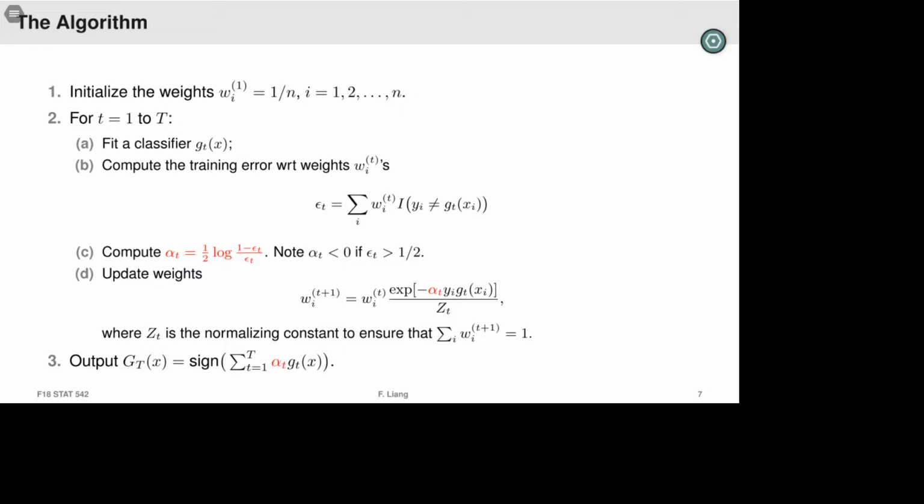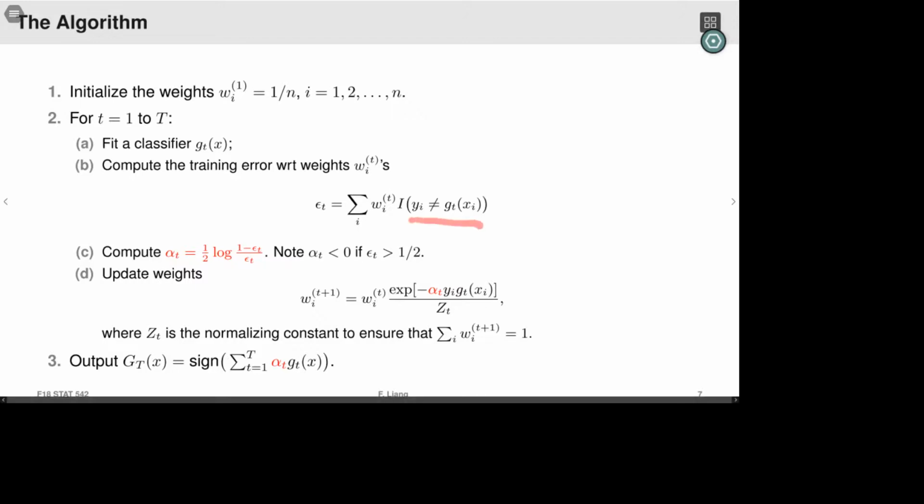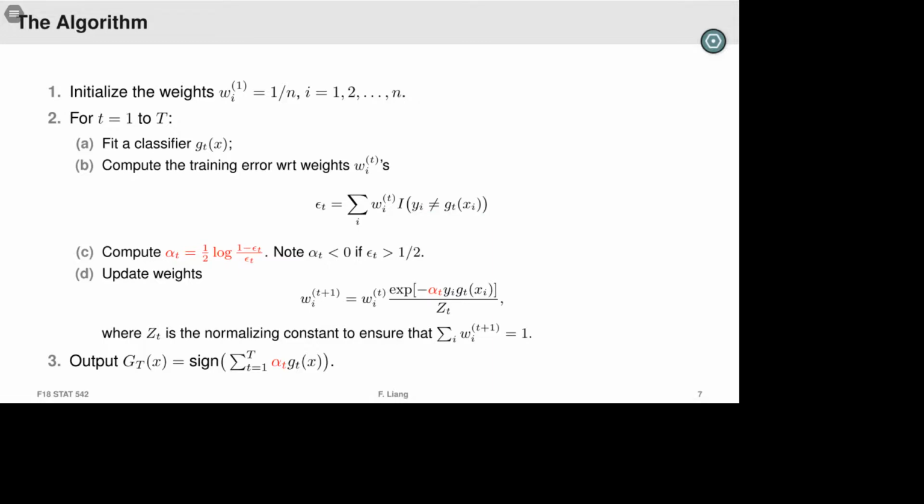And then for this particular classifier G sub t, we're going to compute the training error on the n observations. So usually for the training error, we just look at how many points got misclassified, which is the indicator that y_i is not equal to G_t(x_i). But now remember, our data are weighted differently. So when we look at the misclassification error, we shouldn't just get the counts and normalize by n.